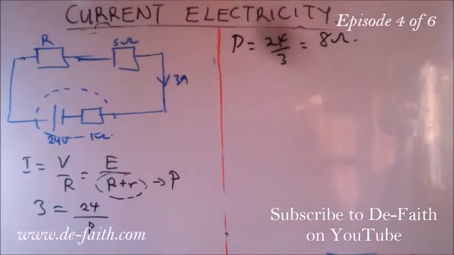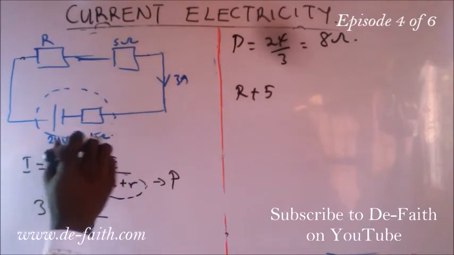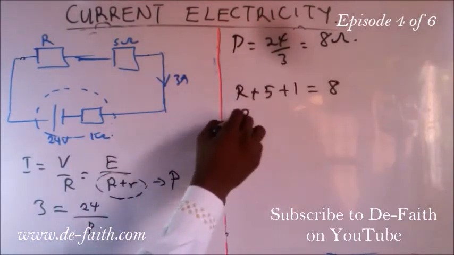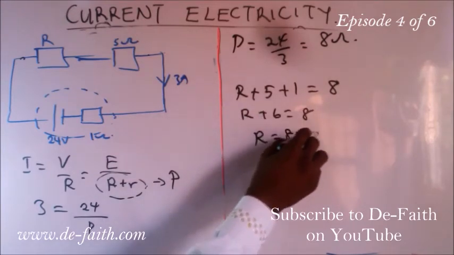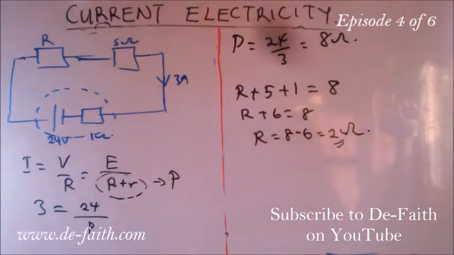In this case, since the resistors are in series, all we need to do is add R plus 5 plus the internal resistance, which is 1, equal to the total, which is 8. So we have R plus 6 equal to 8. So R equals 8 minus 6, that gives us 2. So 2 ohms is the value of R.